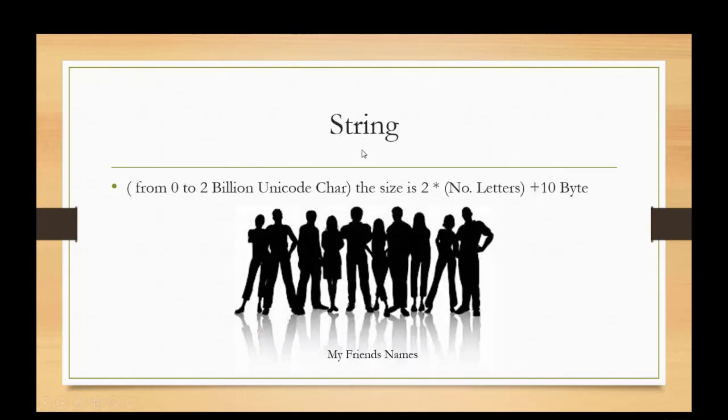And also there is a variable called string. It is about 2 billion letters. It is 10 bytes plus 2 multiplied by the number of letters. Its size is from 0 to 2 billion Unicode characters. You can make a long story. You can edit a long story in the variable string. A long story can contain all your friends' names and your family's names and your neighbors' names and addresses and emails, everything, every data.